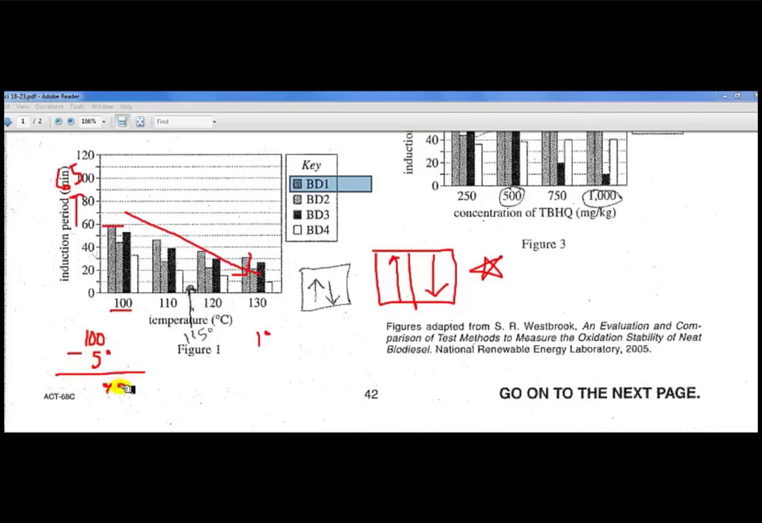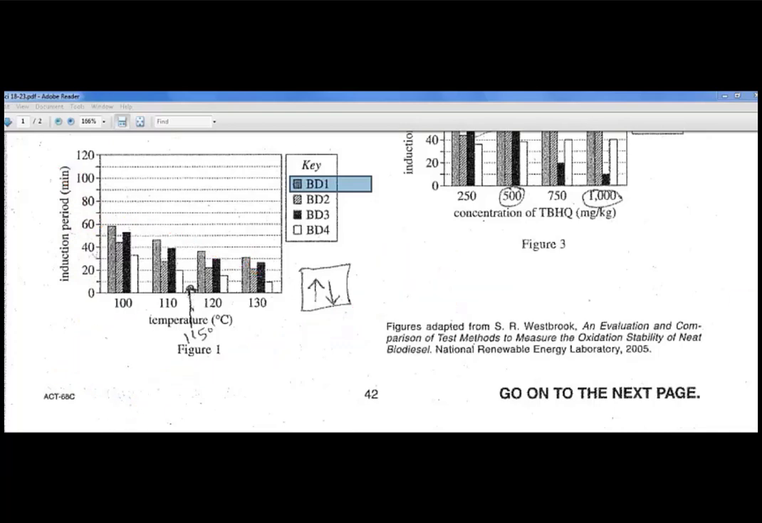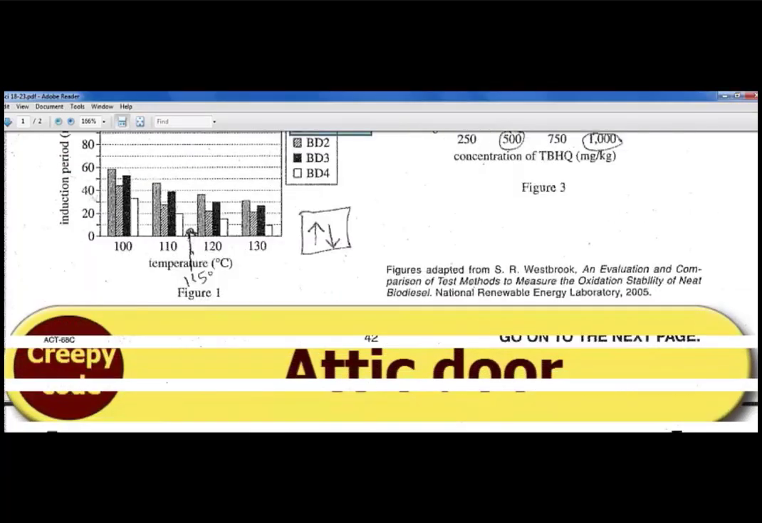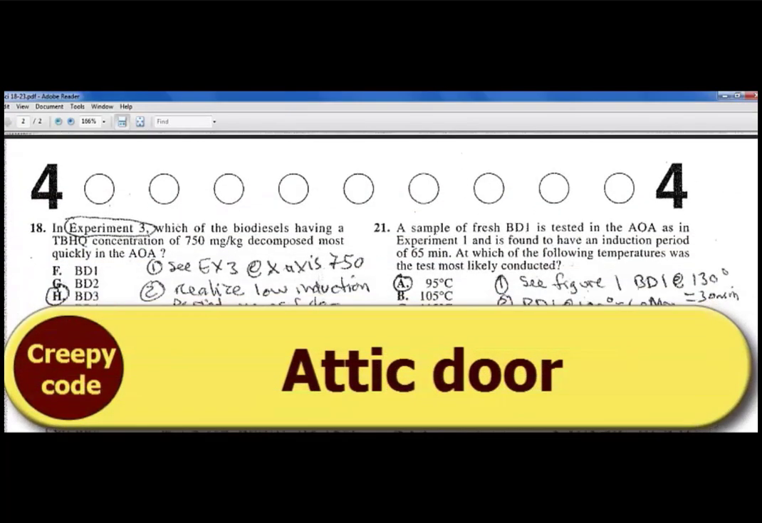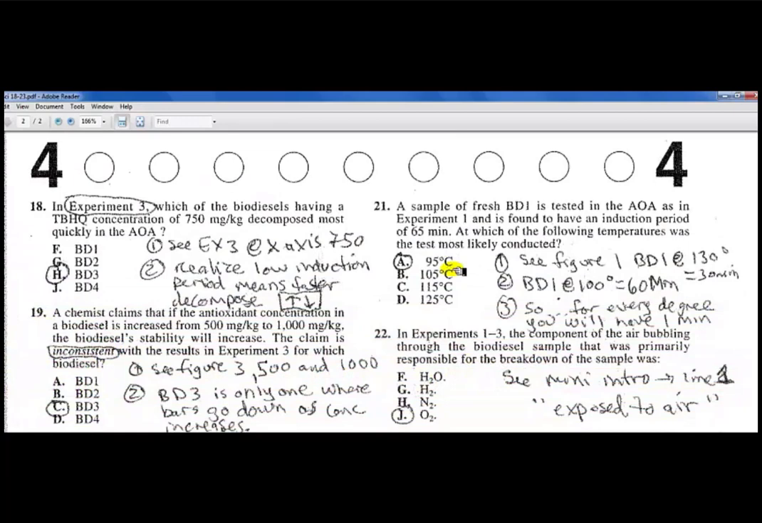Remember, inverse relationship. Draw your arrows in there. As you go from 100 to 130, these time periods are going down just like you see here. We're going from 100 degrees, subtracting 5 because the time is going from 60 to 65. The correct answer, therefore, should be 95. Let's scroll down and see if an answer choice is close to that. And when we go back to 21, you see the correct answer here is going to be answer choice A.